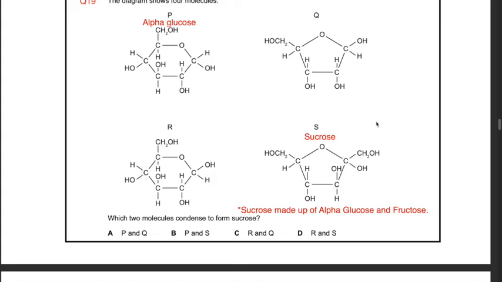And if you study the structure of sucrose properly, Q cannot be sucrose, as in Q there are 2 OH groups lying side by side, which is incorrect. If you look at carbon 2 and carbon 3, there are 2 OH groups lying side by side, whereas in S there isn't. Therefore, S is sucrose. Therefore, the answer is B, P and S only.